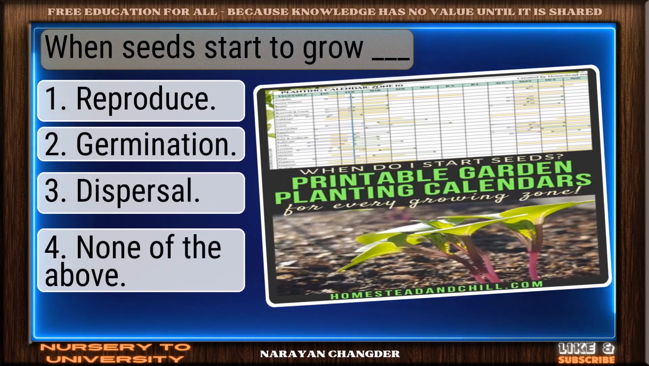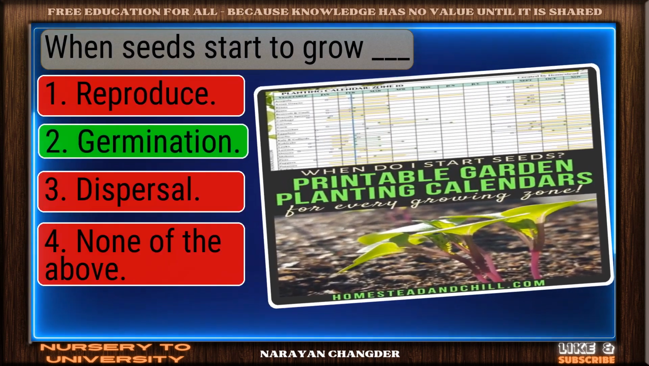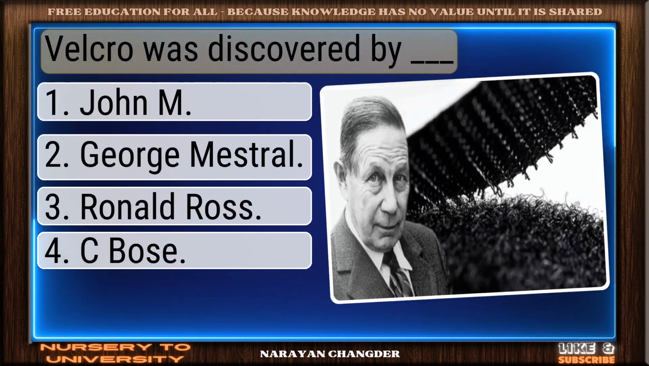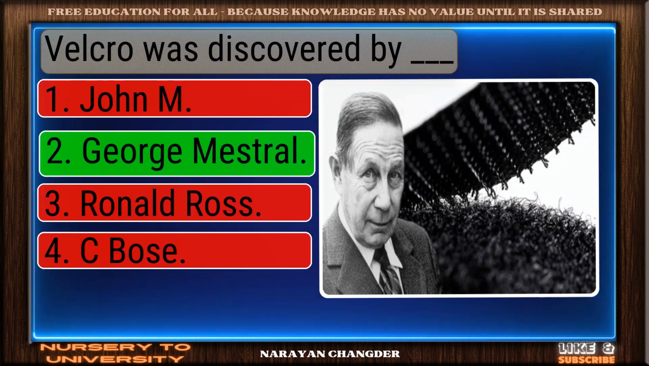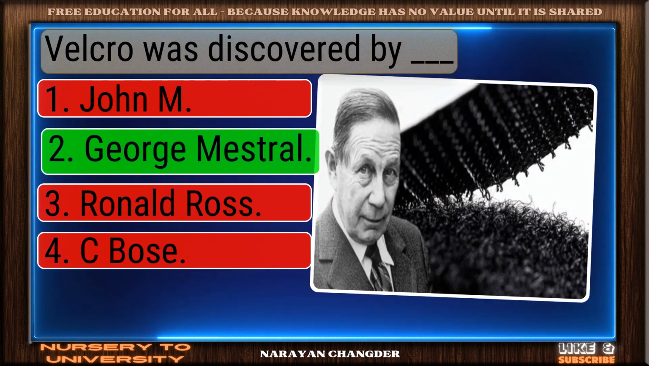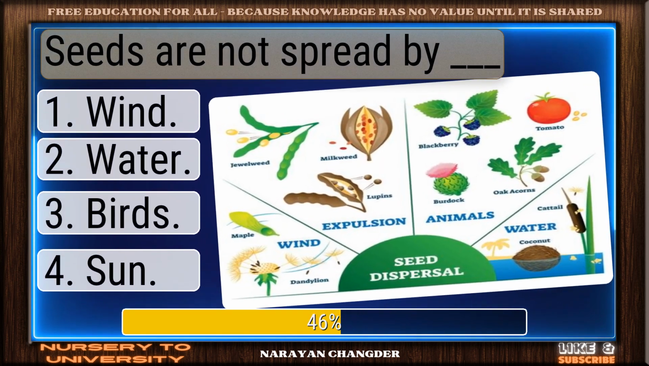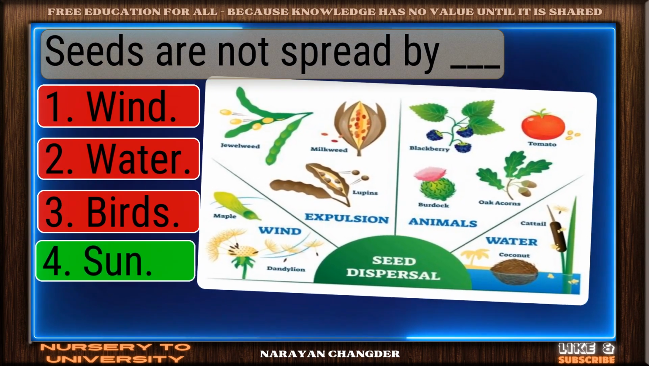When seeds start to grow dash. Sharp thinking. Germination is the right choice. Velcro was discovered by dash. Solid response. George Mestral is a valid choice. Seeds are not spread by dash. Well done. Sun is the right choice.